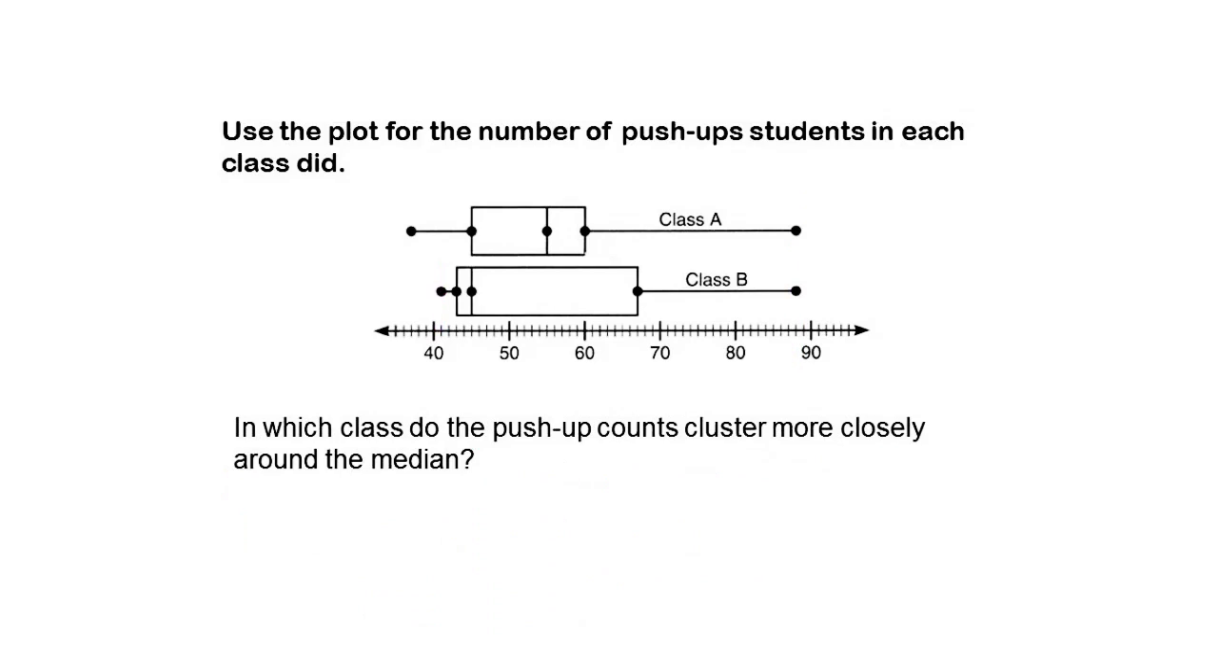Okay, so let's look at the next question. It says, in which class do the push-ups counts cluster more closely around the median? So looking at the two Box-and-Whiskers, here is the median for class A, and this is the median for class B.